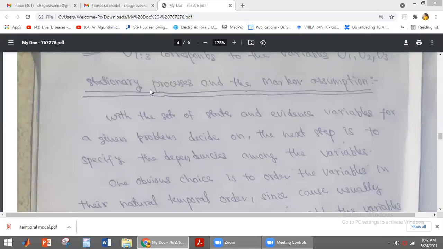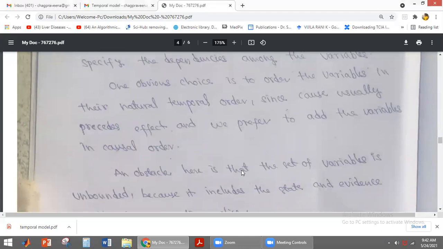So we have the stationary process and Markov assumption. With the set of state and evidence variables for the given problem decided on, the next step is to specify the dependency among the variables. What is the next step? We have to obtain the dependency among the variables. We have a set of states and evidence variables for any given problem, so now we have to obtain the dependency among the variables.